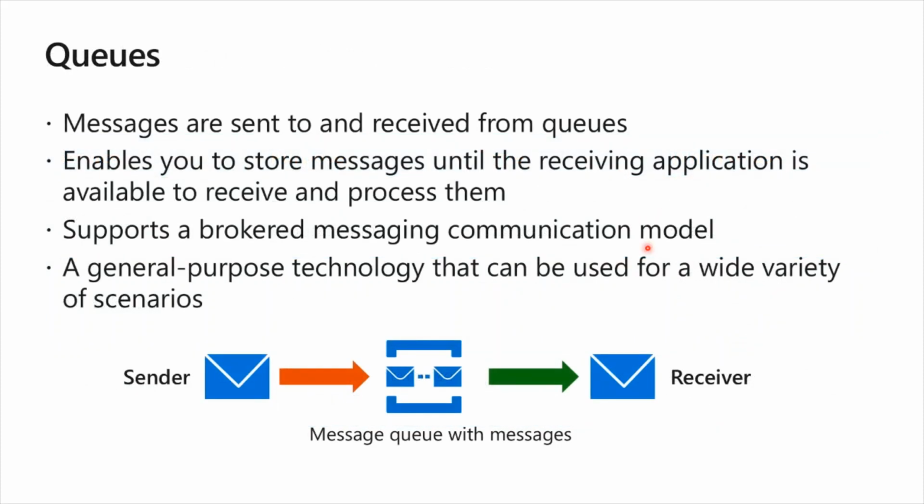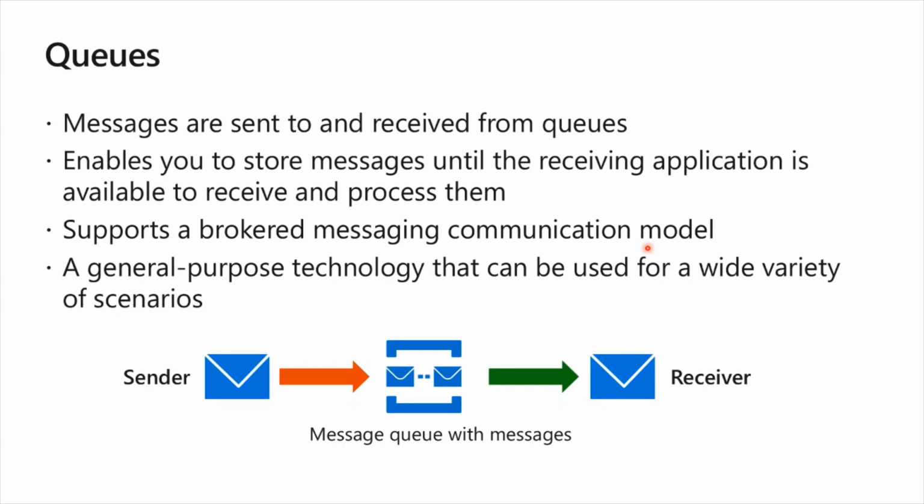Queues. Next comes queues. Queues offer first in, first out (FIFO) message delivery to one or more competing consumers. That is, receivers typically receive and process messages in the order in which they were added to the queue, and only one message consumer receives and processes each message.